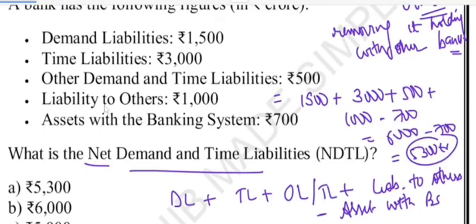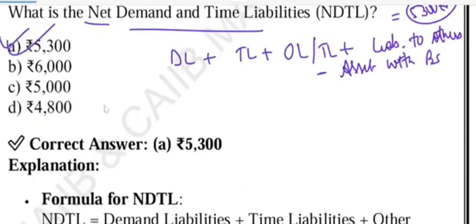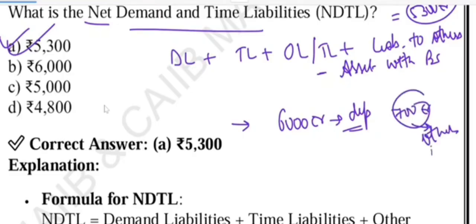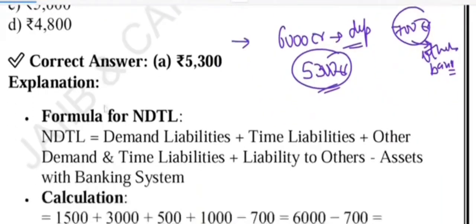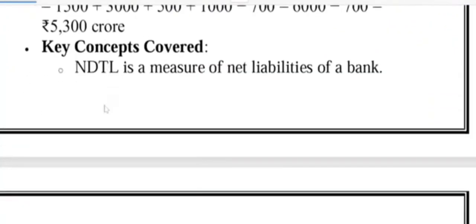So let me give you one example to make it more clear. Suppose a bank is there. It collects 6000 crore in all types of deposits: demand liability, time liability, other liability. But 700 crore is just lying with another bank, not with the customer. So in reality, the bank's net liability to the public is only how much? 5300 crore, not 6000 crore. That is what NDTL shows, the true liability after removing internal banking assets. That's why we subtract asset with the banking system.